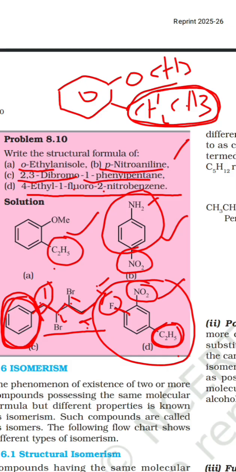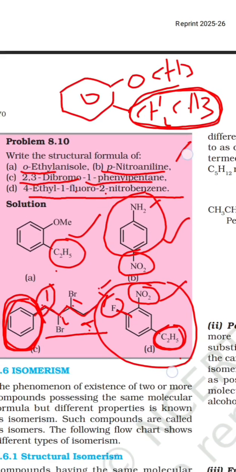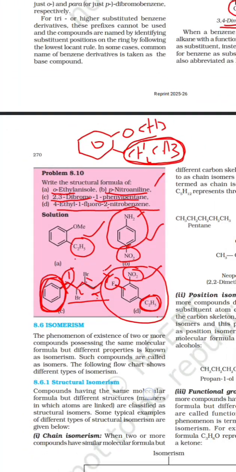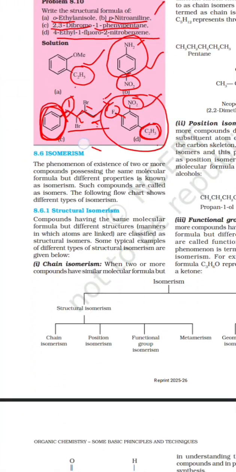So this is the IUPAC nomenclature of organic compounds. And after that we have the topic isomerism. This isomerism we will see in the next class. Okay, thank you.